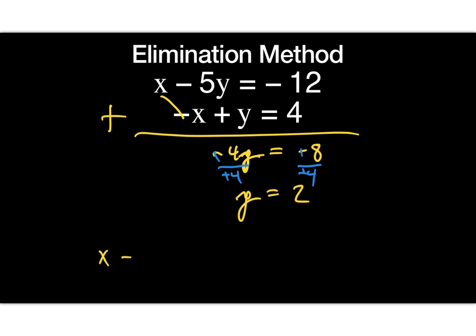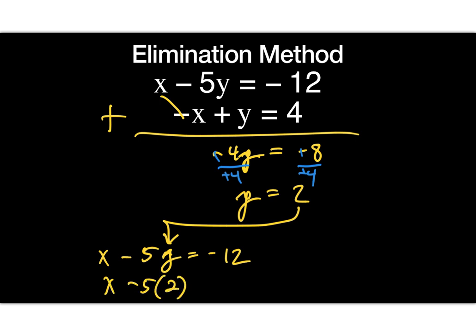I prefer the top equation only because the x is positive. And I know that where I make my mistakes is typically in missing negative signs, so the fewer I can deal with, the better. Take this and plug it in. x minus 5 times 2 equals negative 12.